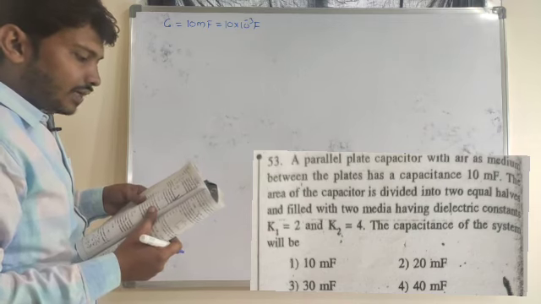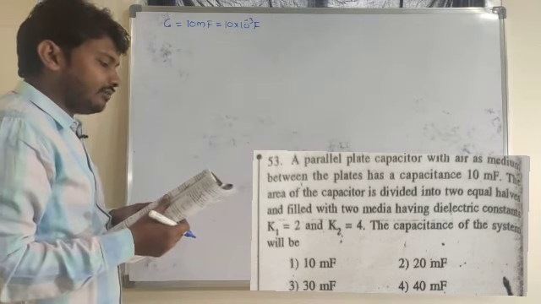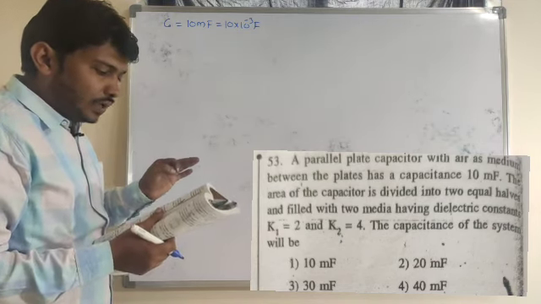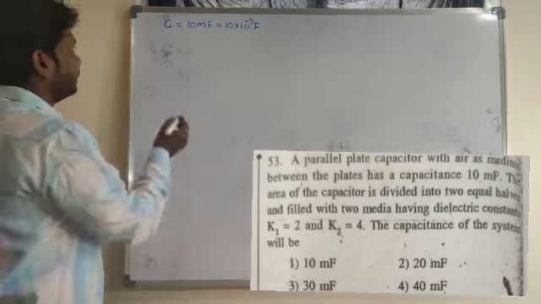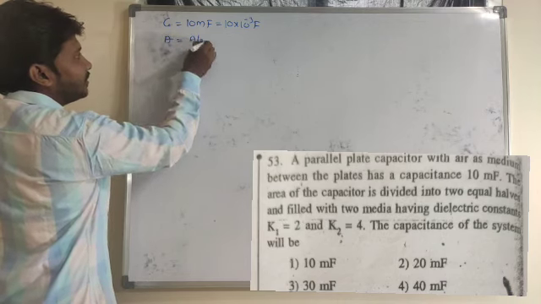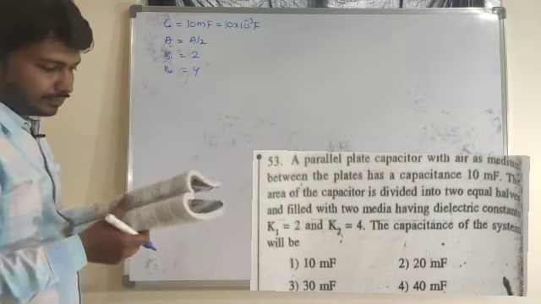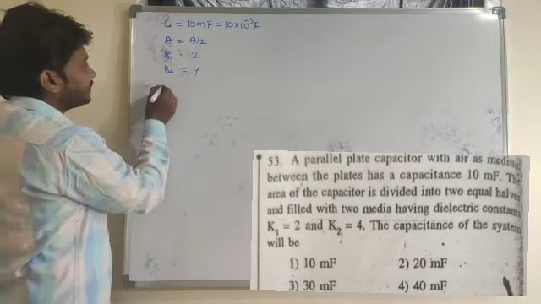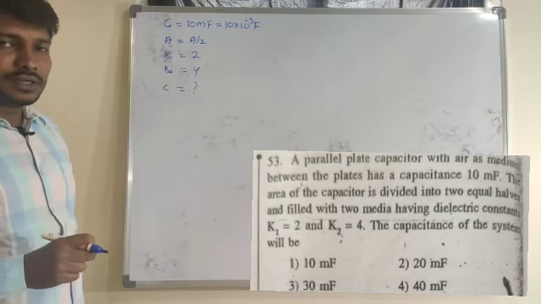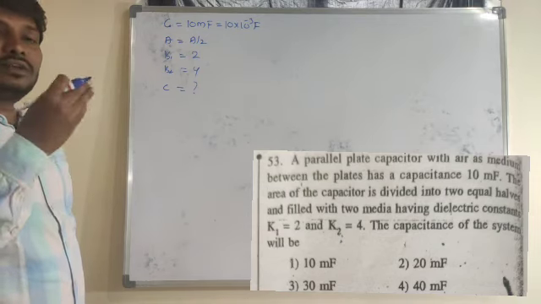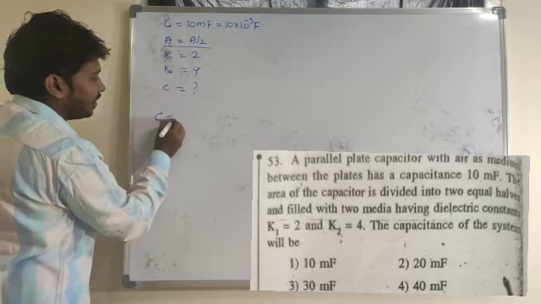The area of the capacitor is divided into two equal halves. So the area is divided into two equal halves and filled with two media having dielectric constants K1 is 2 and K2 is 4 here. So the area is divided into two halves, K1 is 2 and K2 is 4. The capacitance of the system is, which thing do I need to find out here? The capacitance of the system. So I have the expression for the effective capacitance between the parallel plates if two dielectric media are placed and the area is divided into two equal halves.